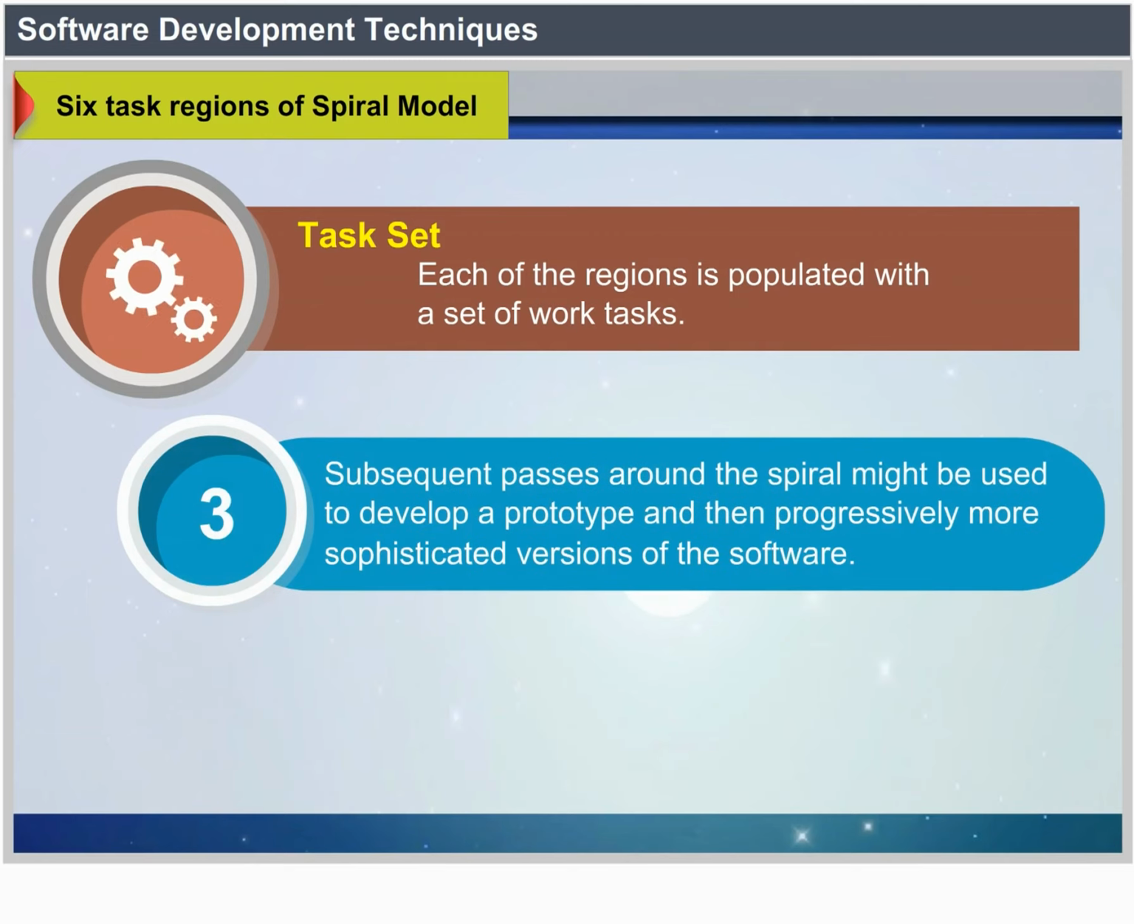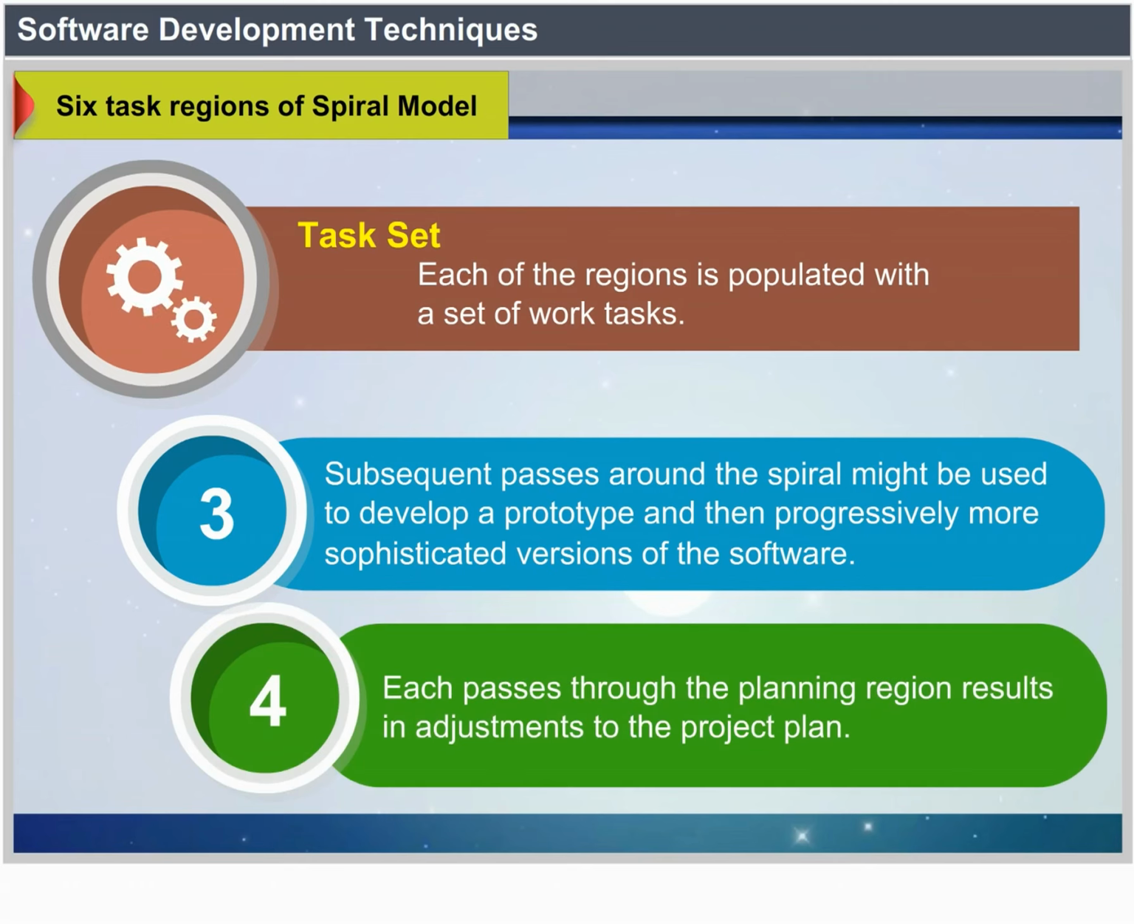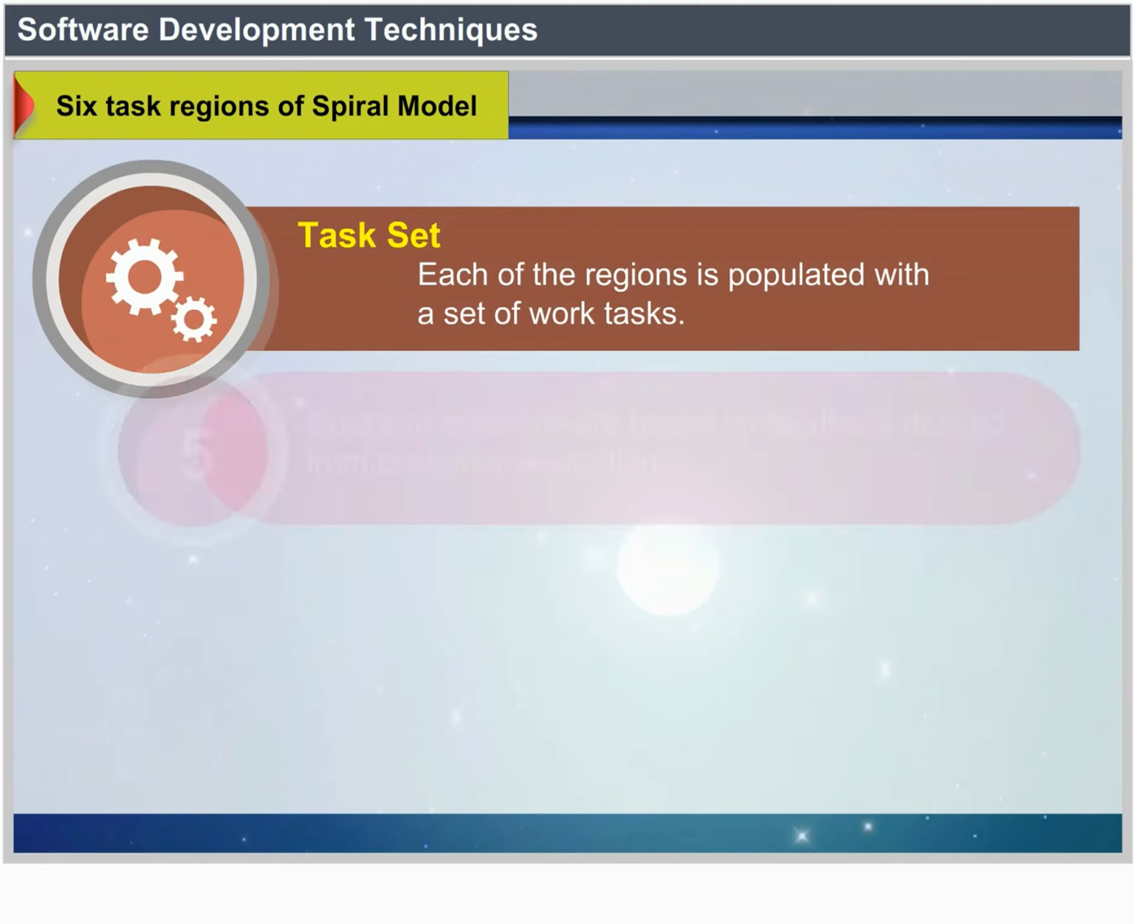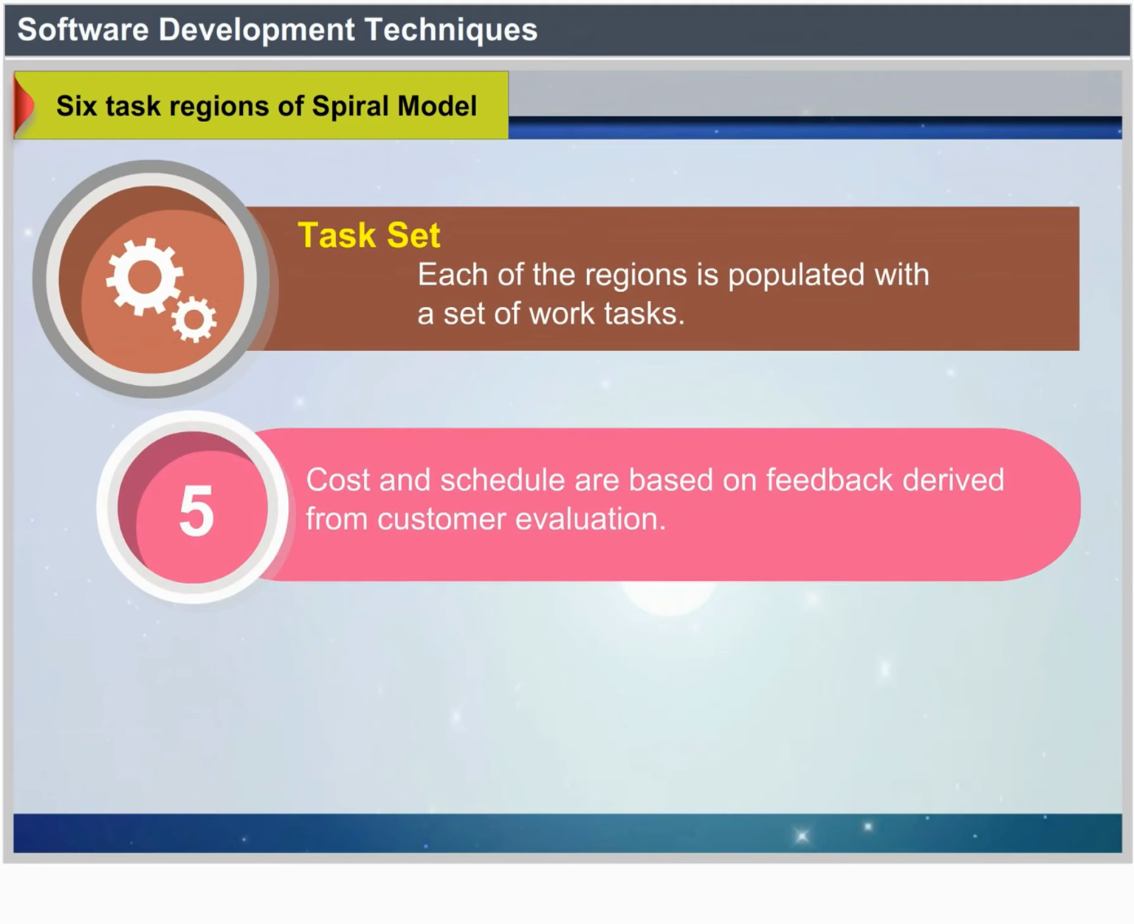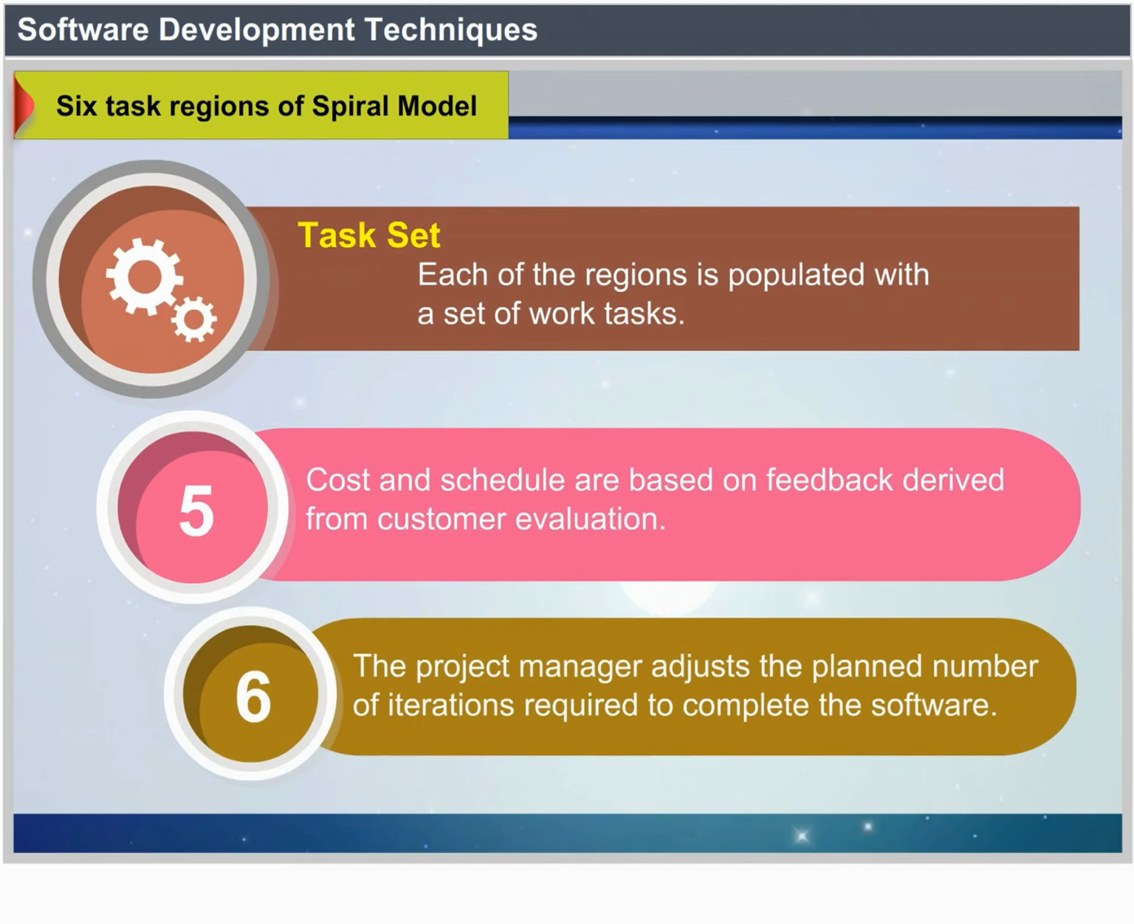Subsequent passes around the spiral might be used to develop a prototype and then progressively more sophisticated versions of the software. Each pass through the planning region results in adjustments to the project plan. Cost and schedule are based on feedback derived from customer evaluation. The project manager adjusts the planned number of iterations required to complete the software.